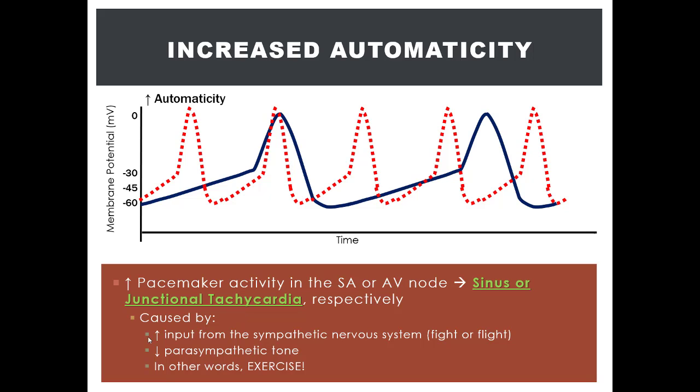So when there is increased sympathetic nerve activity, there is greater input into the SA node from the sympathetic nerve. This causes the effect that we see here by the red dotted line. In the next two slides, we will discuss how the sympathetic nervous system causes this increased SA node activity, as again reflected by the red dotted line.